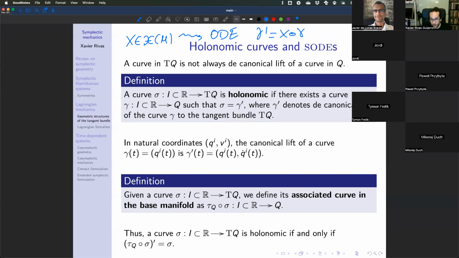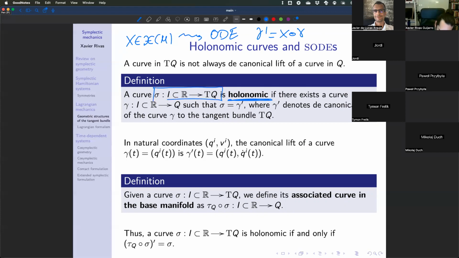But we want to work with second-order differential equations because we are in mechanics, and we all know that the derivative of the position is the velocity, and it has to be like this. So we need to characterize those vector fields defining second-order differential equations, not first-order. We only will admit second-order differential equations. So we'll begin by defining what a holonomic curve is. A curve in TQ.